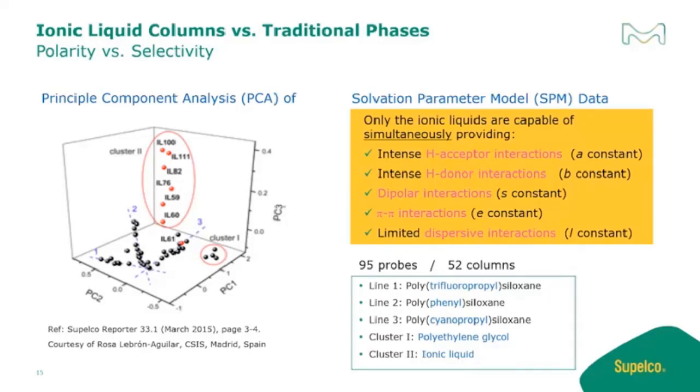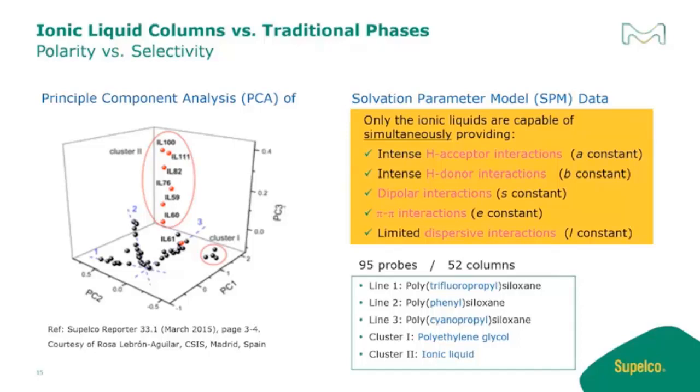So this was some work done by a group in Madrid, Spain, where they've taken 95 probes and looked at 52 different selectivity columns. So what they did is each of these probes looked at a different type of interaction, be it a hydrogen acceptor, hydrogen donor, dipole interactions, pi-pi interactions, or dispersive interactions.